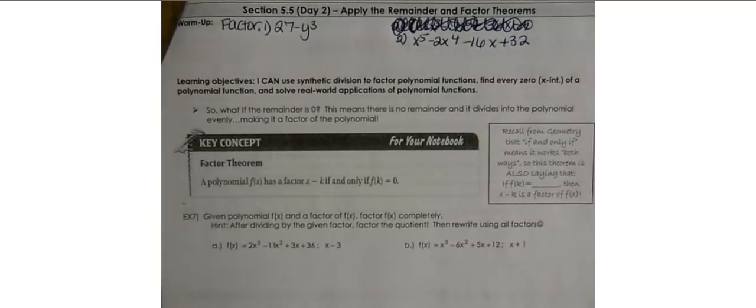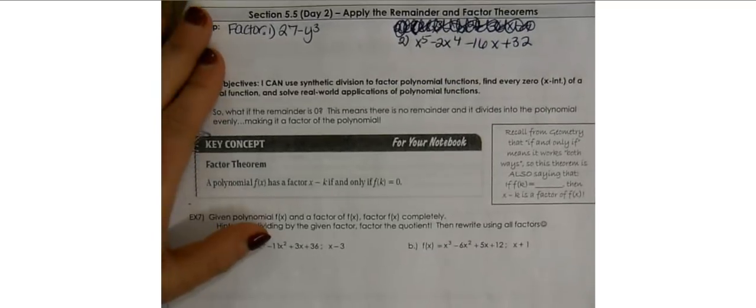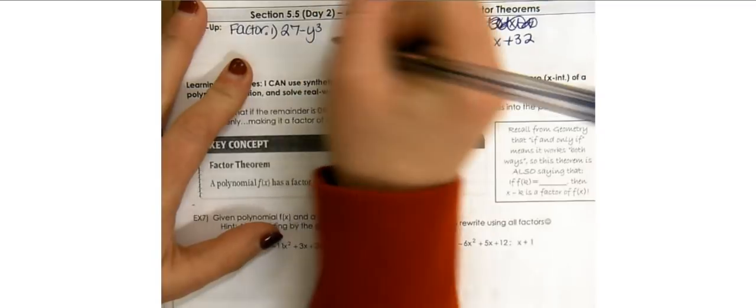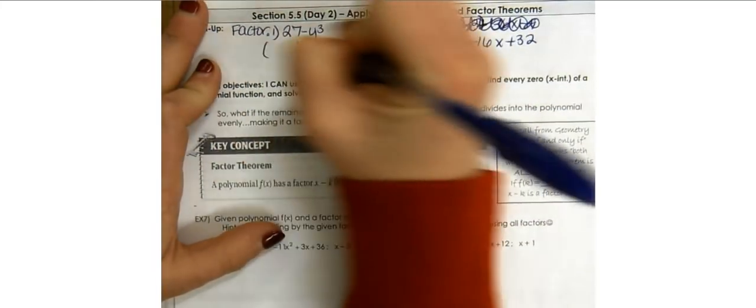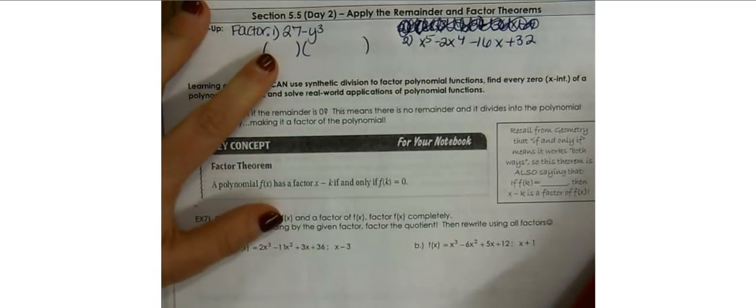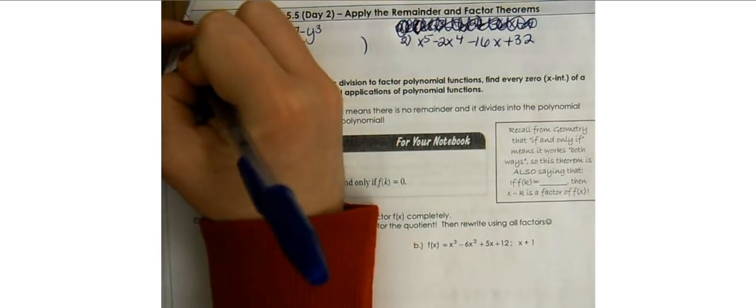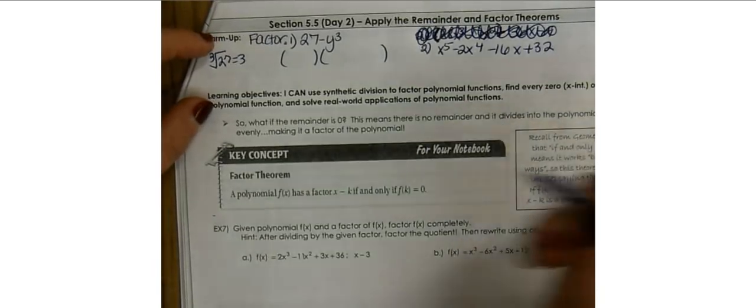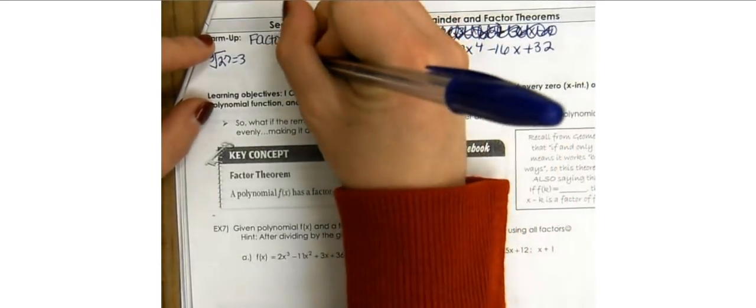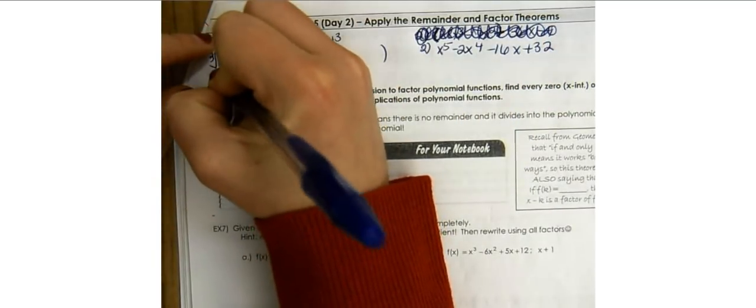All right, so hopefully for the first one, you were able to see that this is a SOP situation. So what we want to do is set this up as a binomial times a trinomial. In our binomial, we're going to take the cube root of 27, and that is equal to 3. So 3 will go into the first position, and in our second position, I'm going to have a minus sign because it's going to have the same sign as what we started with. And then the cube root of y cubed is y. So we have 3 minus y.